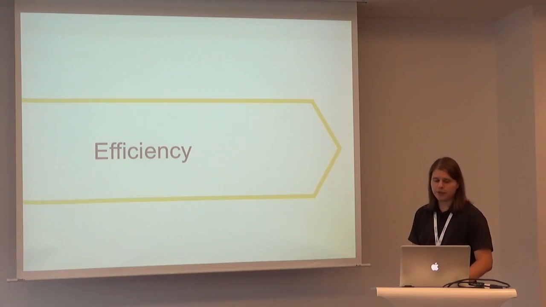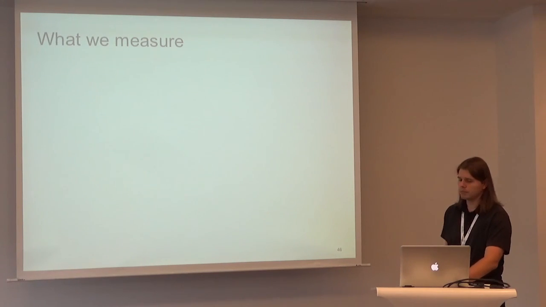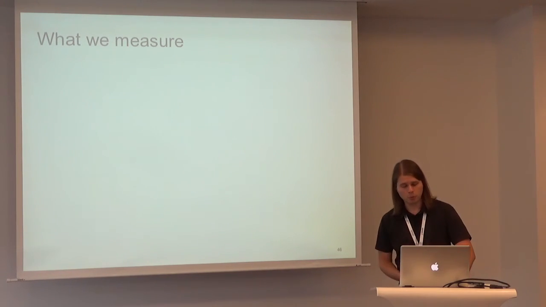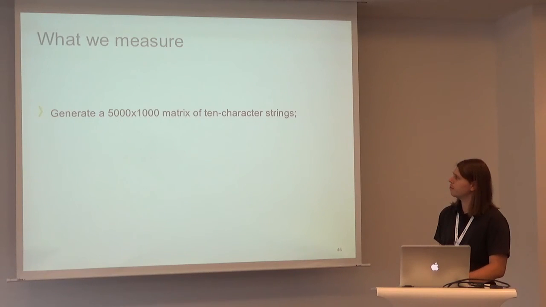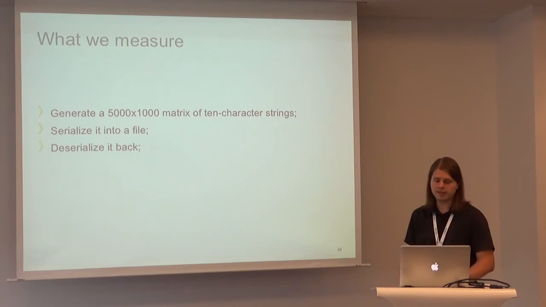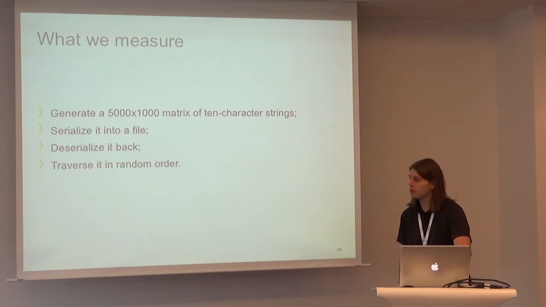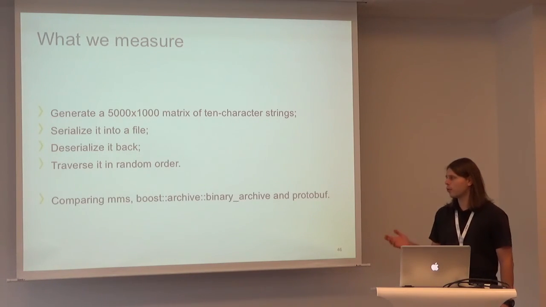So what about the efficiency of the whole thing? What are we measuring? First, I've generated a 5 million element matrix of 10 character strings. Then I serialized it, then I deserialized it, and then I traversed it in a random order. We're comparing our approach with the Boost archive and with Google protocol buffers.